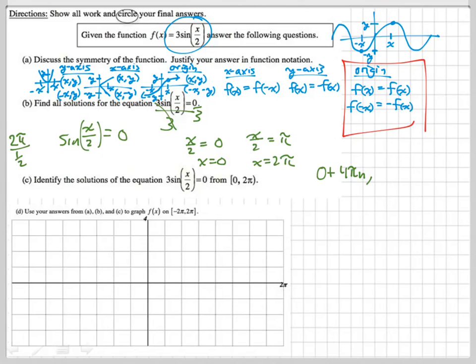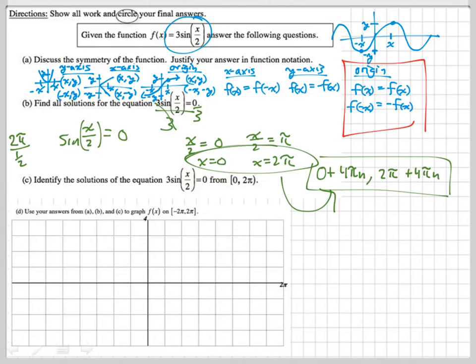Then the other one is 2 pi, and we're adding 4 pi in for that one. So these are the answers right here. Yes, I would give a point for that, but this would give you full credit. Okay, now look at the next one.